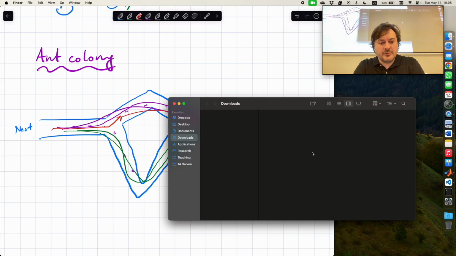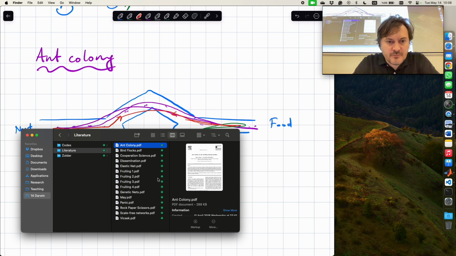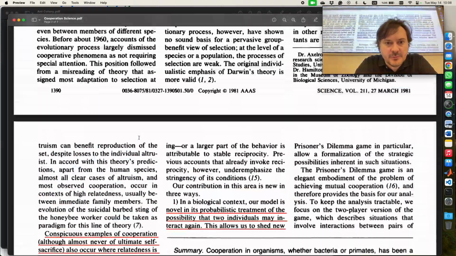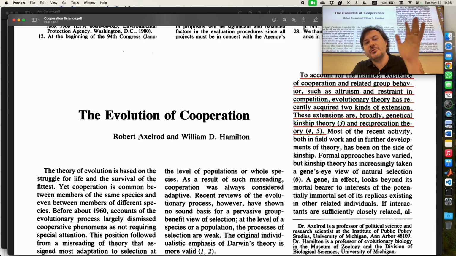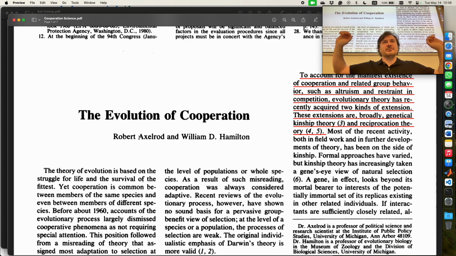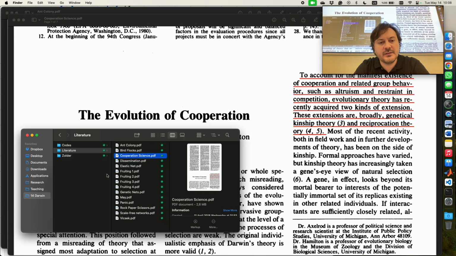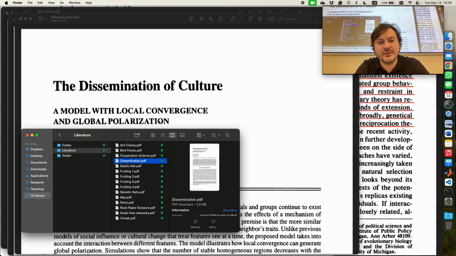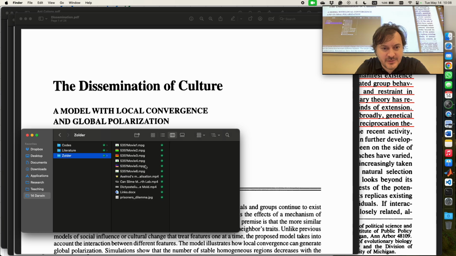What other things do I want to talk about today? Let me see. So this was by Axelrod, right? Robert Axelrod. By the way, we are also traversing the complexity map. I forgot to put it here. Let me show it in the next course. So Axelrod is somewhere there. Let's look at the other paper by Axelrod, a model with local convergence and global polarization. And I will show you just a movie of it.